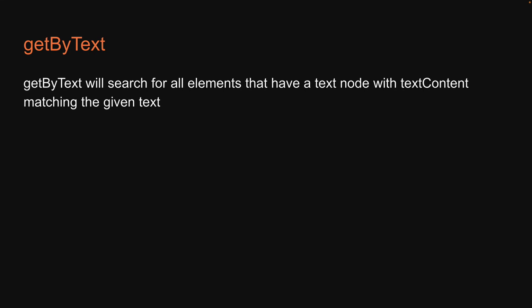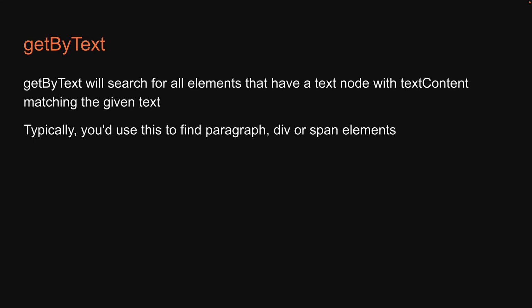In this video, let's take a look at the fourth query method, which is getByText. GetByText will search for all elements that have a text node with text content matching the given text. Typically, you would use this to find paragraph, div, or span elements. Let's understand the usage with an example.